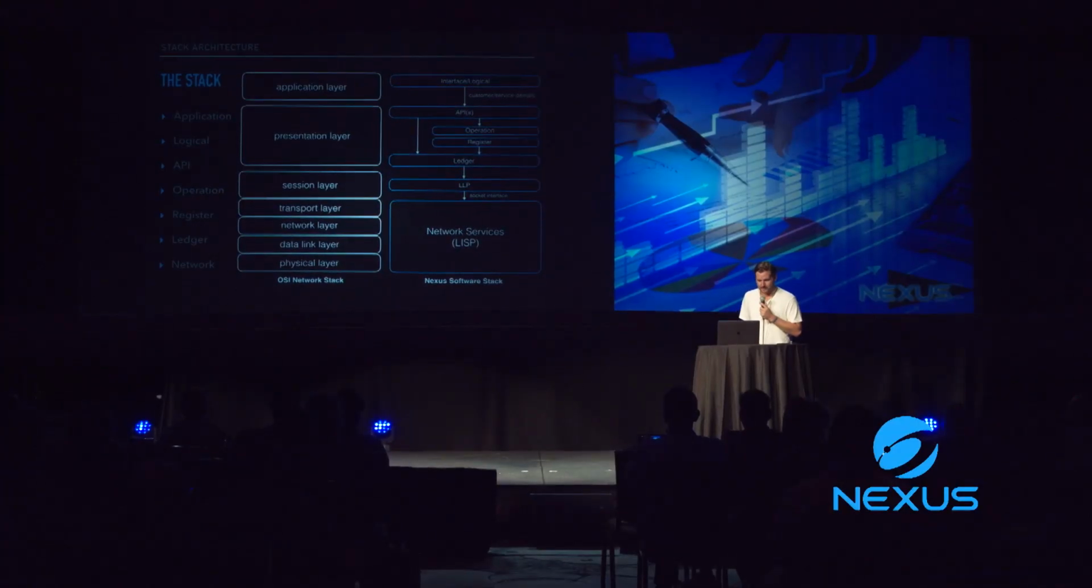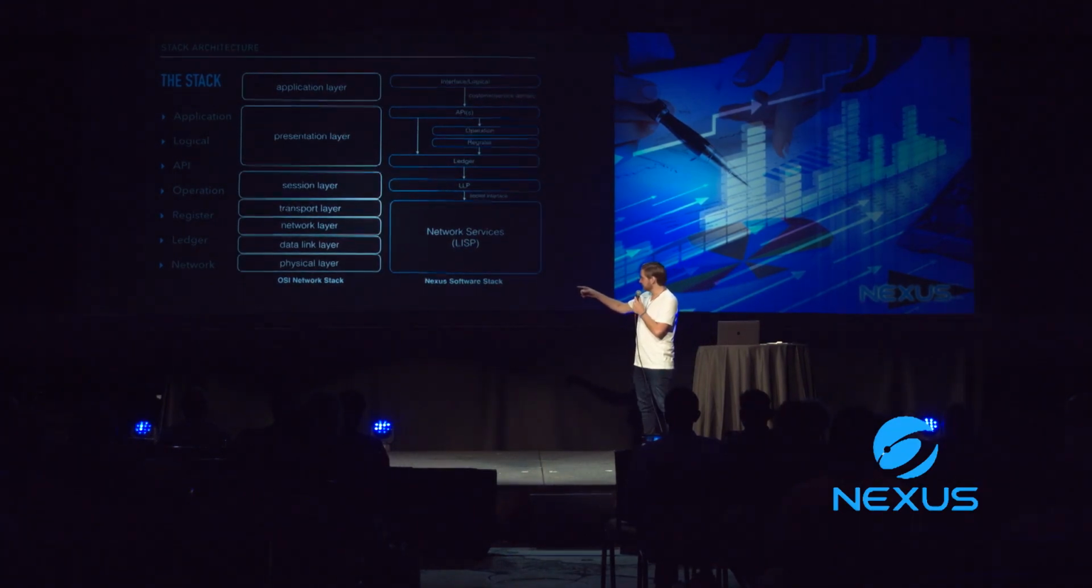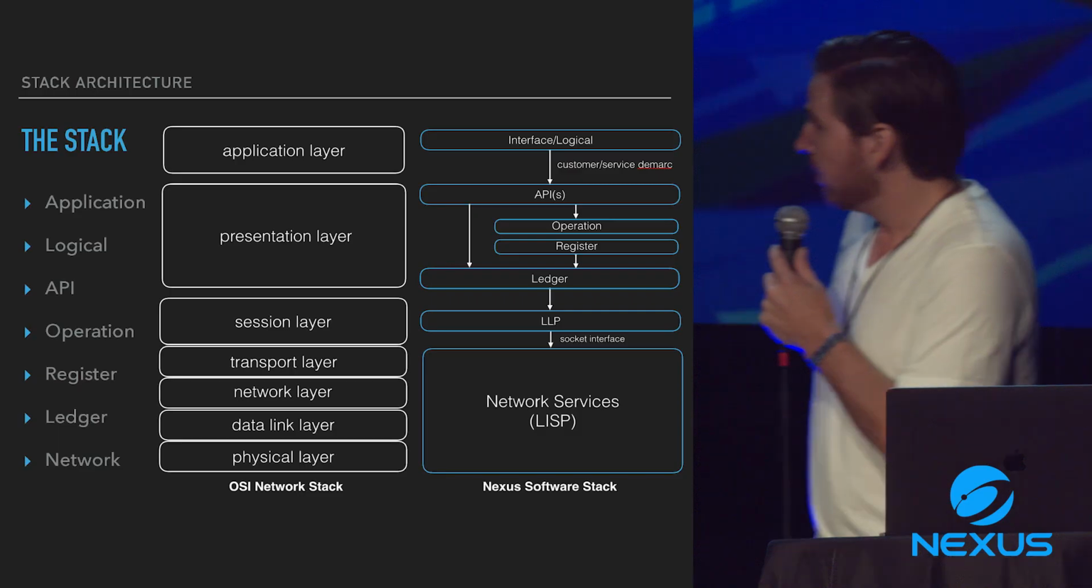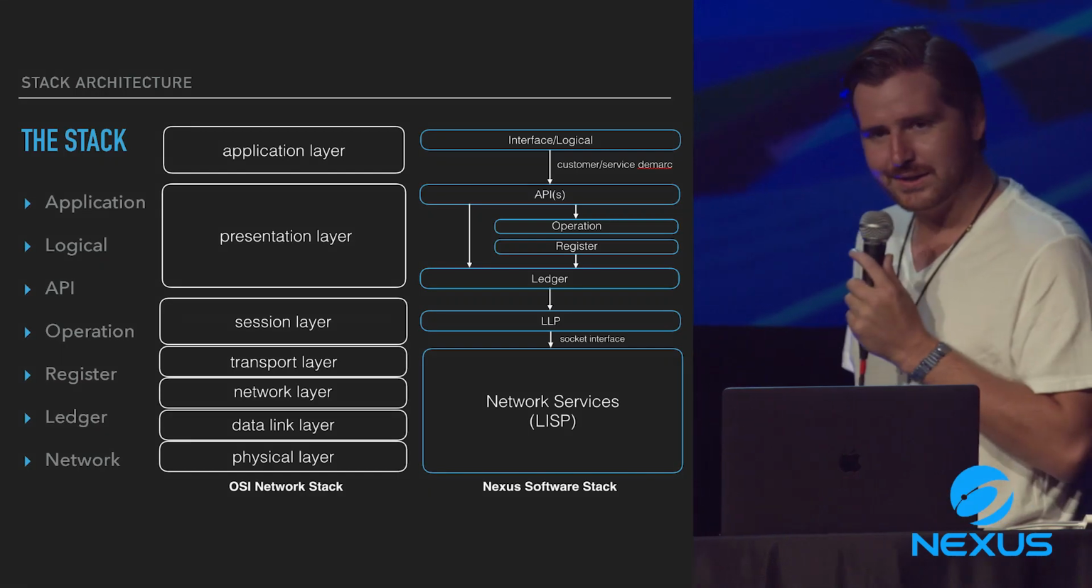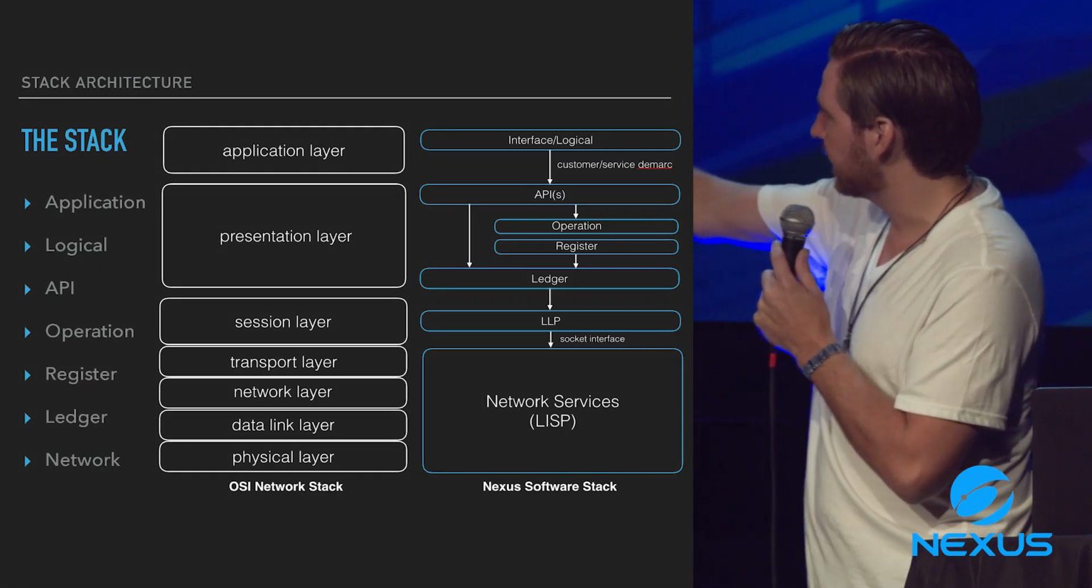So as we can see over here, we have the stack. With Nexus, our stack is network, ledger, register, operation, API, logical, application. Now, why do we want a stack? I'll get to that in a minute. But this is how it connects directly in.